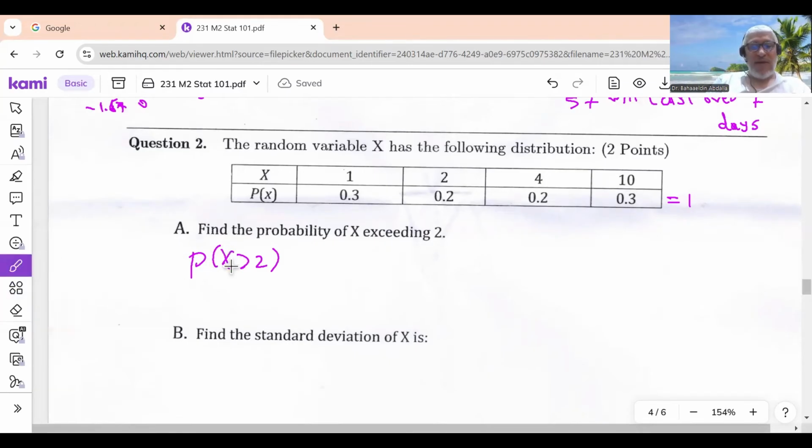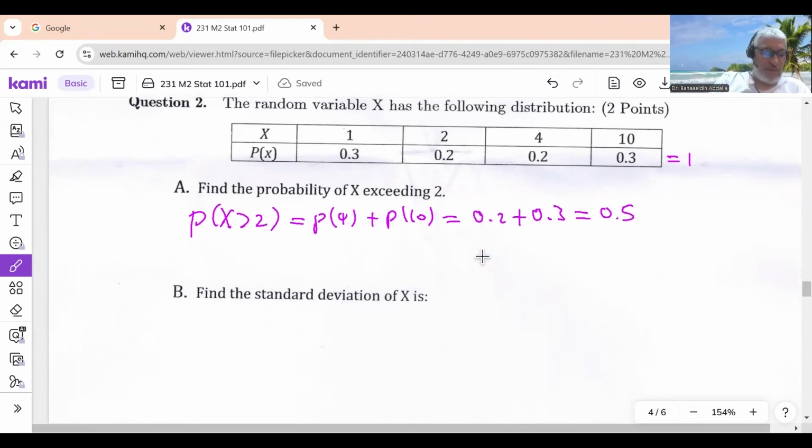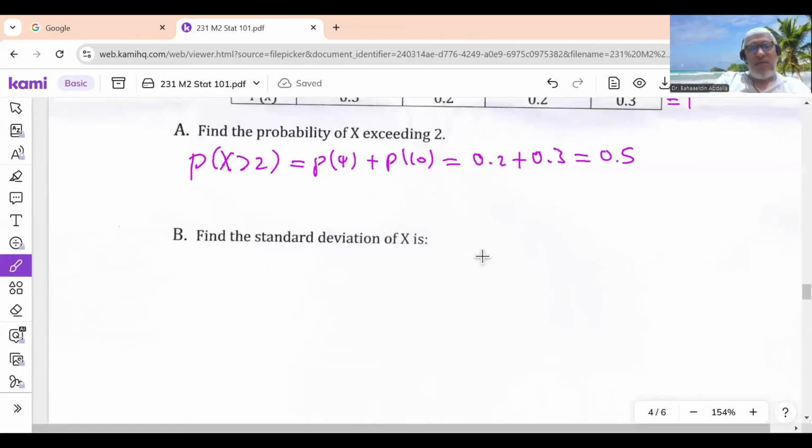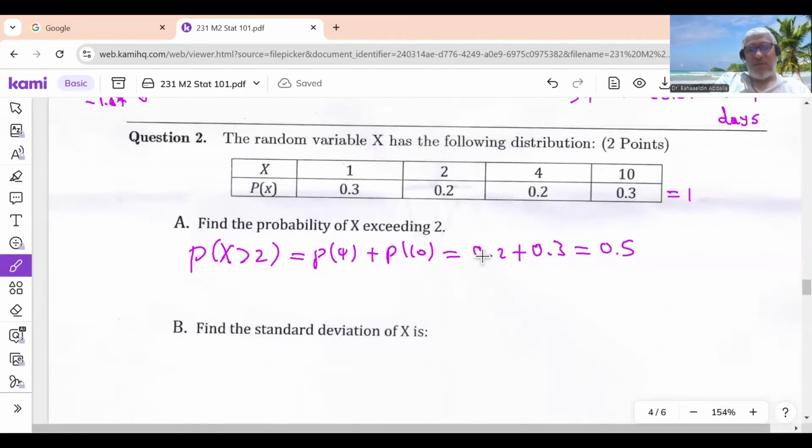Well, if you look at the values of x, this is 1, this is 2. They are not greater than 2. 4 and 10 are greater than 2. So in fact, he is asking probability of 4 plus probability of 10. Well, probability of 4 is 0.2 and the probability of 10 is 0.3. So the probability that x exceeds 2 is 0.5. Find the standard deviation of x.